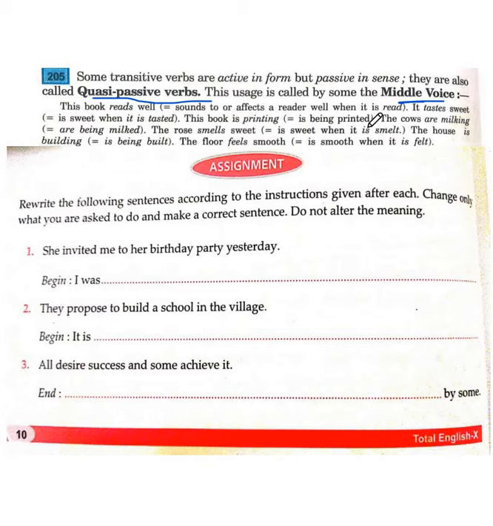This book is printing. This book is being printed. The cows are milking. They are being milked. Okay, so this way we can use this rule.